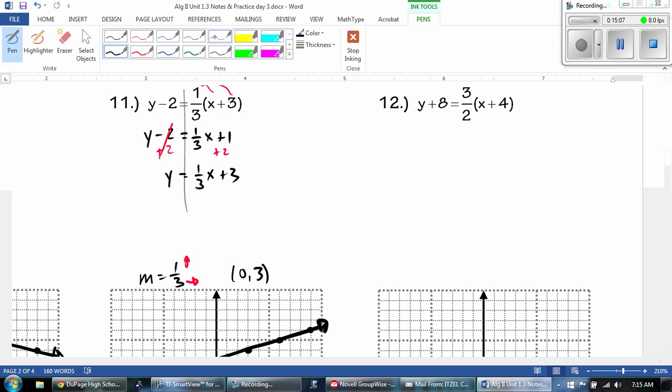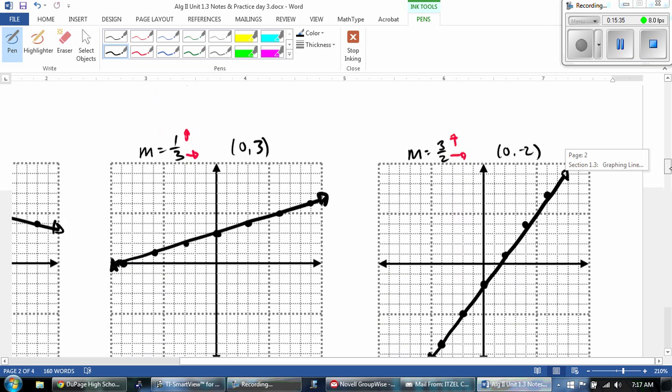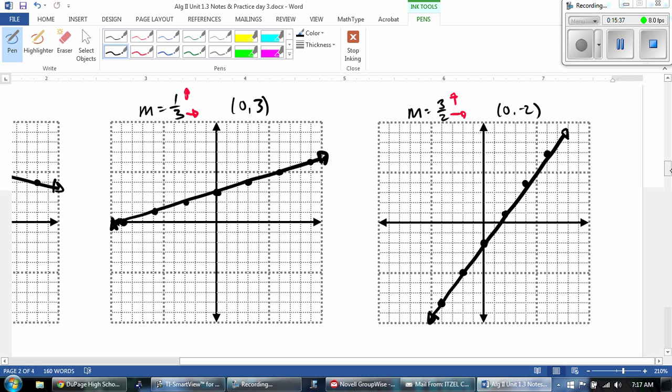All right, once again, number 12, all on your own. Go ahead and pause the video, and good luck. Okay, after you distribute, you get y plus 8 equals 3 over 2x plus 6. Subtract the 8 to both sides, and you get y equals 3 over 2x minus 2. And then there's our graph. We start at negative 2 on the y-axis, and then follow our slope going up 3 over 2.